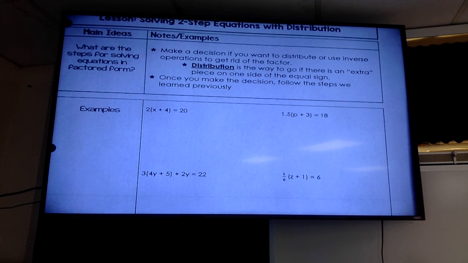All right, so here's the video for solving two-step equations, but this time we're going to do it with distribution. Yesterday when we did it, there was no distributing involved, and today there will be. So what are the steps for solving equations in factored form?